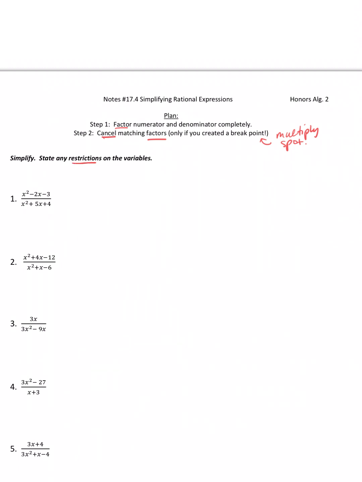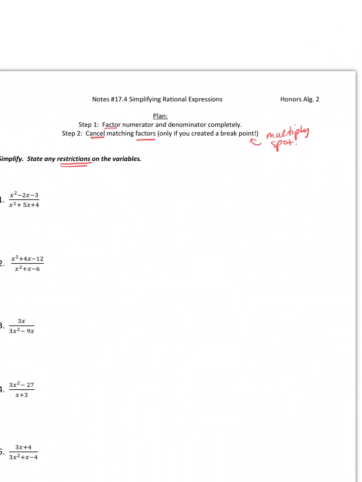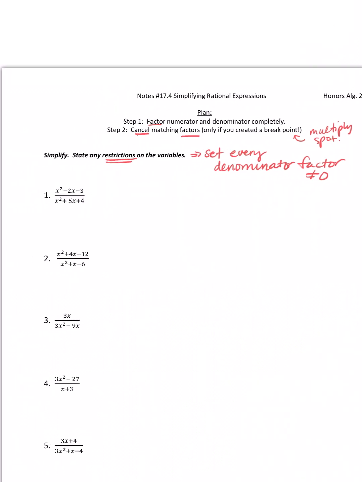Now, restrictions, what do I mean? Well, we have to be careful that we don't divide by 0. So the restrictions that you're going to set have to do with the denominator. So you're going to set every denominator, whatever factors in the denominator, not equal to 0 because we can't divide by 0. Remember that rule? So let's try this.